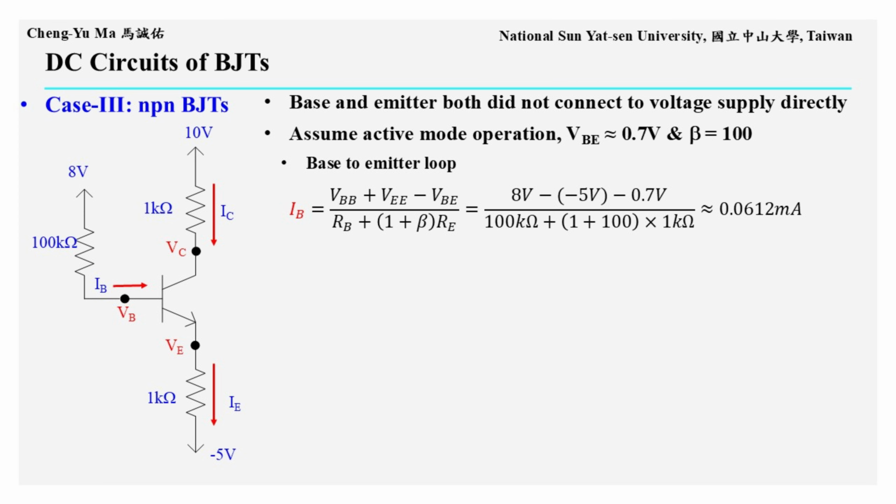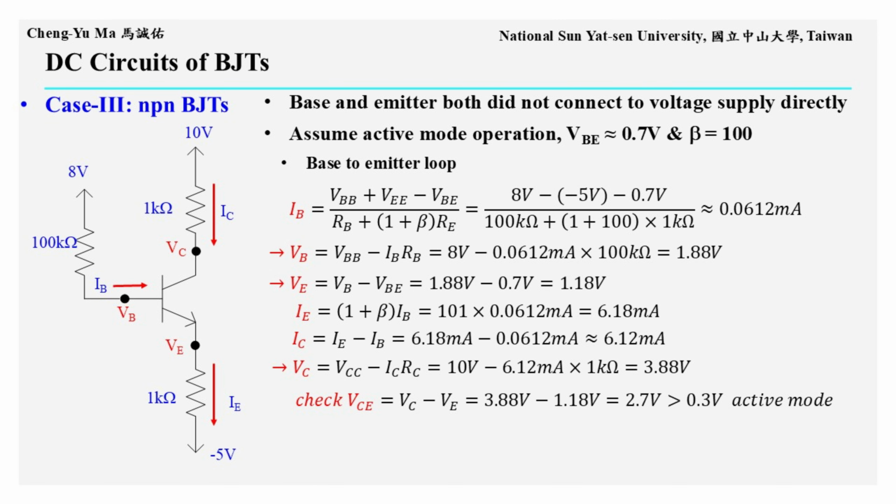The total resistor voltage is 8 volts minus negative 5 volts minus 0.7 volts. The emitter resistor is reflected to the base side, so the denominator is 100 kiloohms plus 100 times 1 kiloohm. This gives IB approximately 0.0612 milliamps. After IB is found, VB equals 8 volts minus 0.0612 milliamps times 100 kiloohms, which gives 1.88 volts. Then VE equals VB minus VBE, so VE equals 1.88 volts minus 0.7 volts, or 1.18 volts.